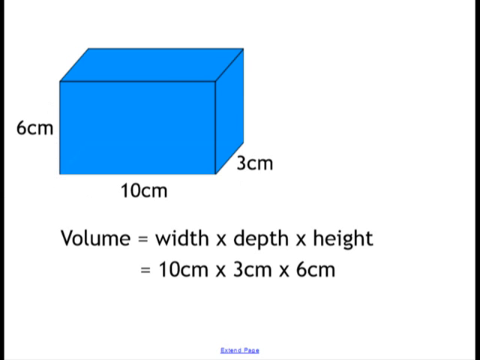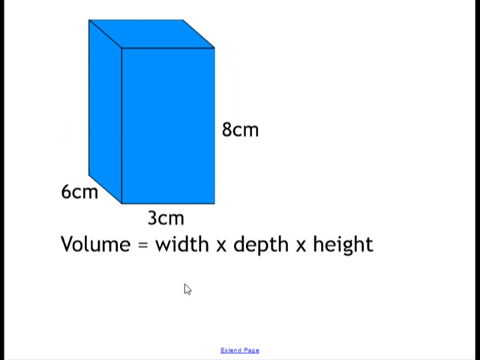So my volume is 10 centimetres multiplied by 3 centimetres multiplied by 6 centimetres. As I can multiply in any order, I think I'm going to do 6 multiplied by 3 is 18. And then all I need to do is multiply by 10. So 18 times 10 is 180. So 180 centimetre cubed is the volume of this shape.